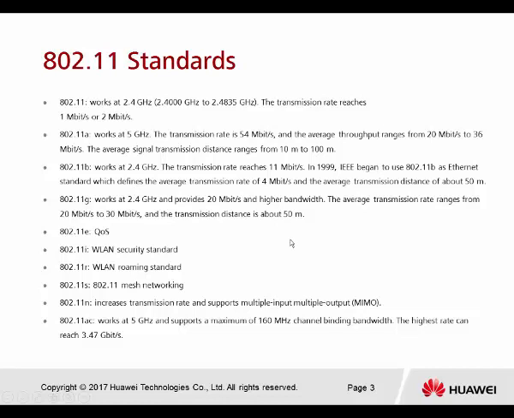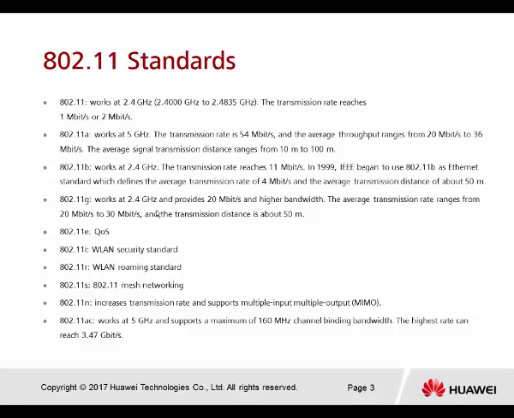So these are the standards available for the 802.11. The original 802.11 works at 2.4 GHz. Okay, and here I'm showing you the range. At 2.4 GHz, the transmission rate reaches 1 megabit per second or 2 megabit per second. For the A, this version works at 5 GHz. The transmission rate can reach 54 megabit per second. The average throughput ranges from 20 to 36 megabit per second. The distance can only cover from 10 meters to 100 meters. Because all those standards belong to WLAN, the maximum range can only go up to 100 meters.